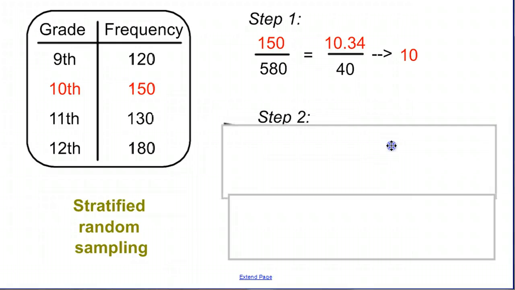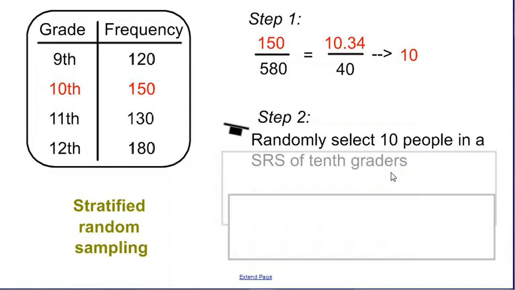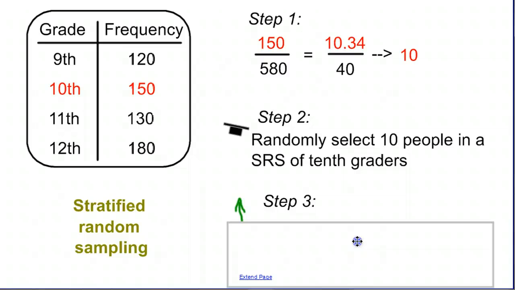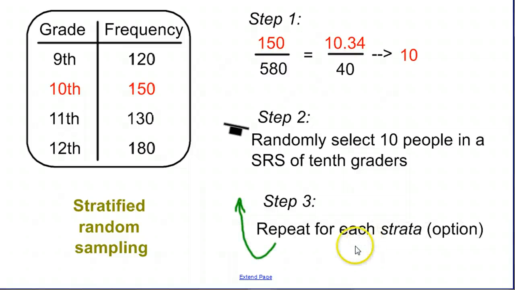Second step is to actually pick out those 10th graders. So we get a simple random sample, either drawing names out of a hat or using a random number generator and numbering a list of all the students. And we randomly select 10 people in an SRS of all the 10th graders. After that, we go back and we repeat. So we keep going to all the other options. So we do the 11th graders and we do the 12th graders. We figure out how many to put in our sample and then randomly pick them.